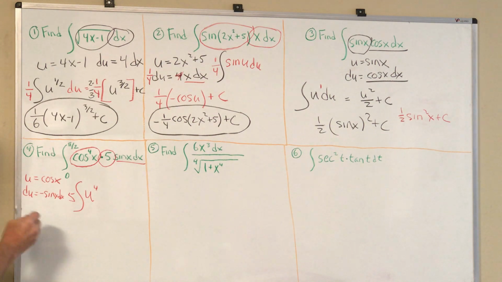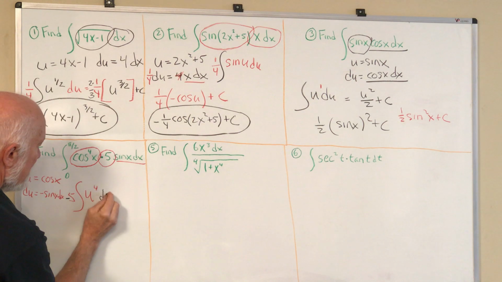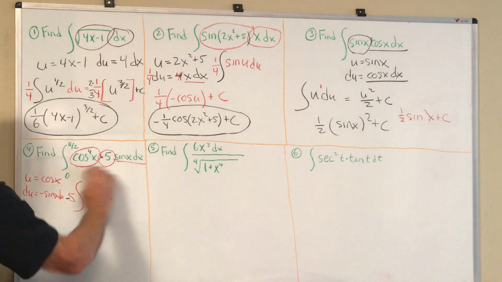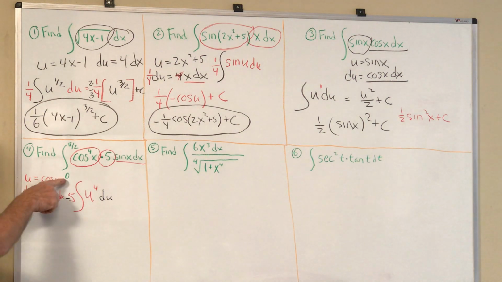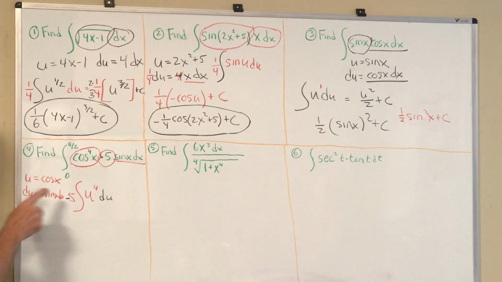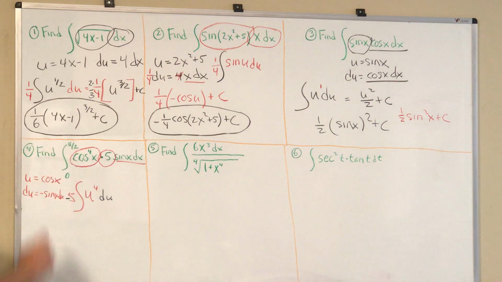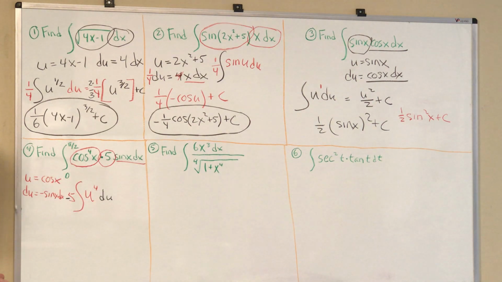minus du. So I can just put a minus sign and a du. And I've taken care of everything inside our integral. But I still have to take care of these limits. Remember, these limits are x equals 0 to x equals pi over 2. Well, I'm doing it in terms of u. So what do I know?